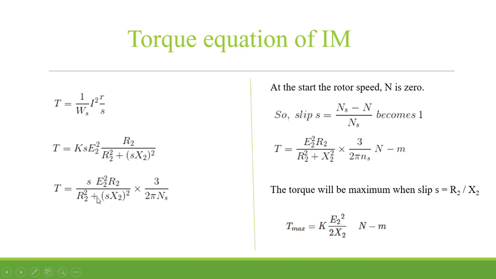In the denominator we will be having 2R2 square, and one R2 will get cancelled from the numerator. So what we will be getting is R2. Okay, so we will be getting maximum torque equal to this constant into E2 square upon 2R2. This is R2, this is a typing error.